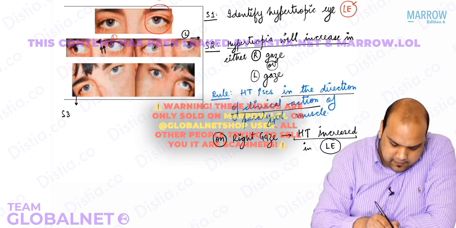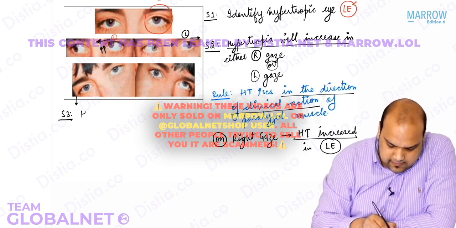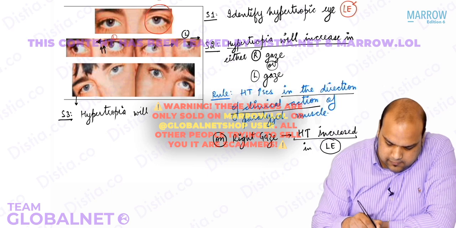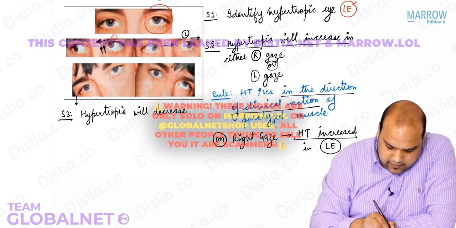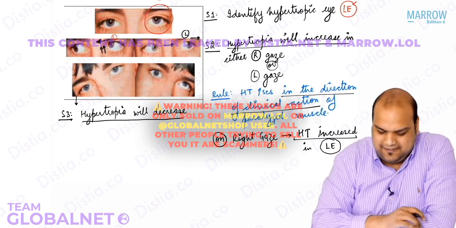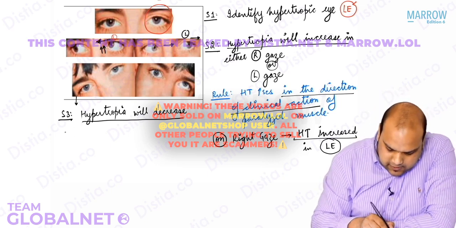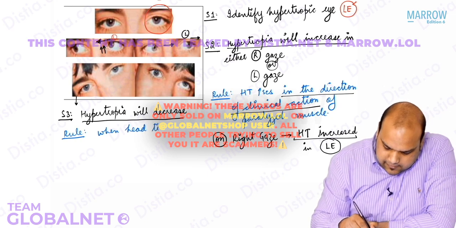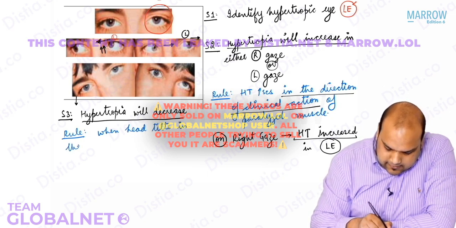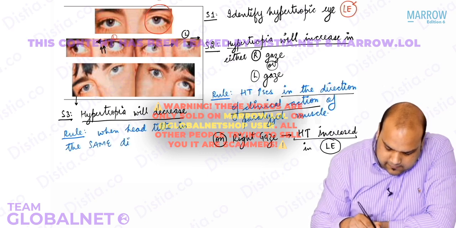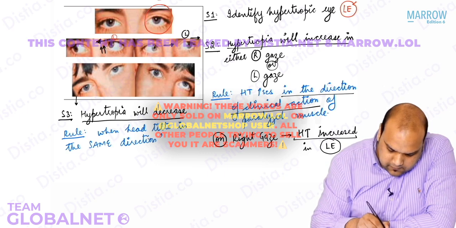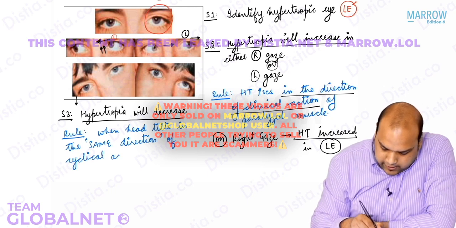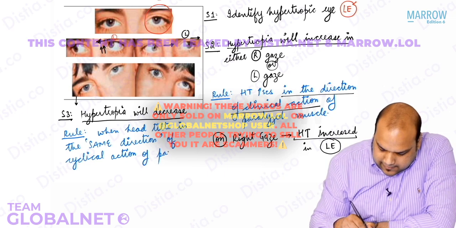This photograph. In step 3, we see hypertropia will decrease. Hypertropia will decrease. What is the rule? When the head tilts in the same direction of cyclical action, intorsion or extortion, of the paralyzed muscle.